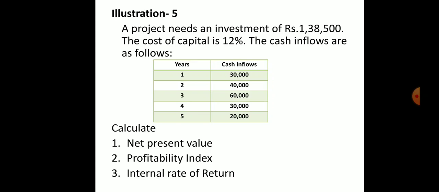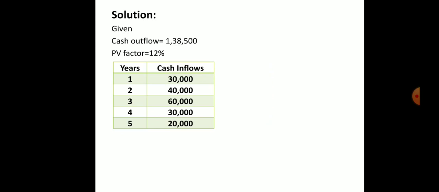They have given the cash inflows directly. So calculate net present value, profitability index and IRR method. These three methods we have to find. The cash outflow they have given is 1,38,500, and the PV factor is 12%. So first we will calculate the present value of cash inflows. This is the first method, to calculate the net present value.